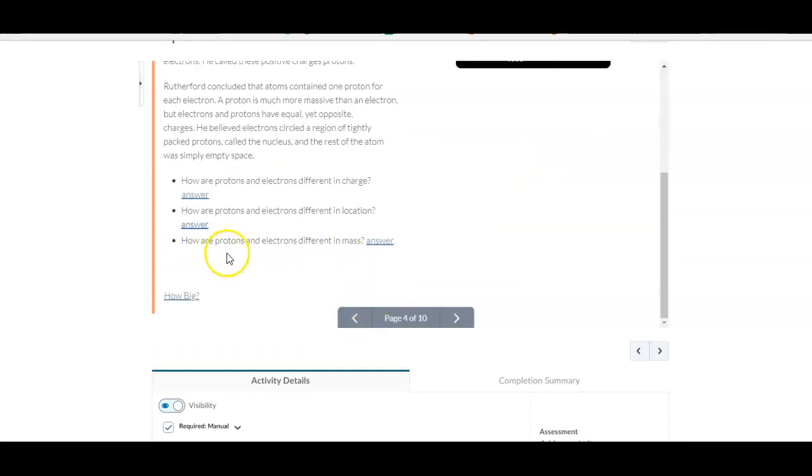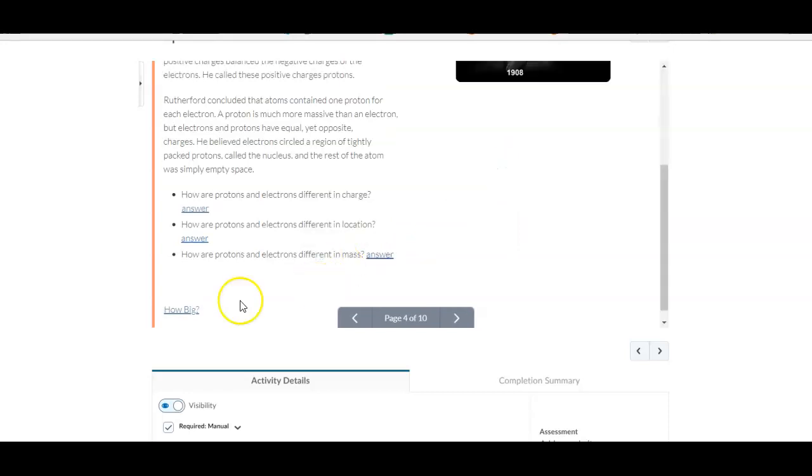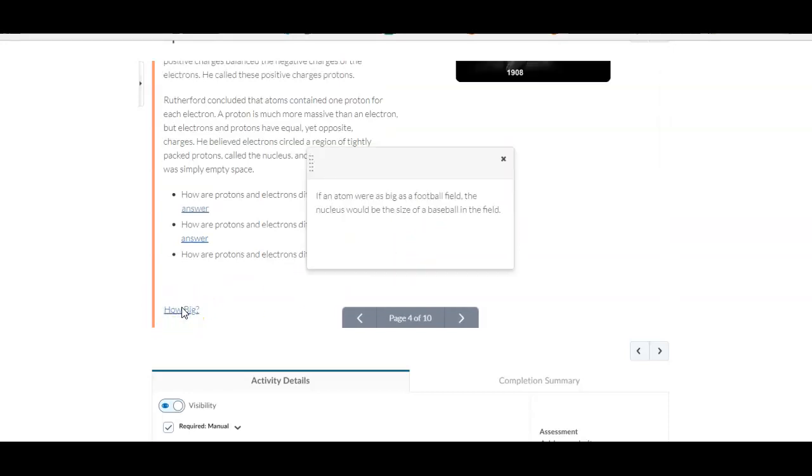And the last question, how are protons and electrons different in mass? We know that protons are much more massive than electrons. So if you click this, how big? If an atom were as big as a football field, the nucleus would be the size of a baseball in the field. So think about that.